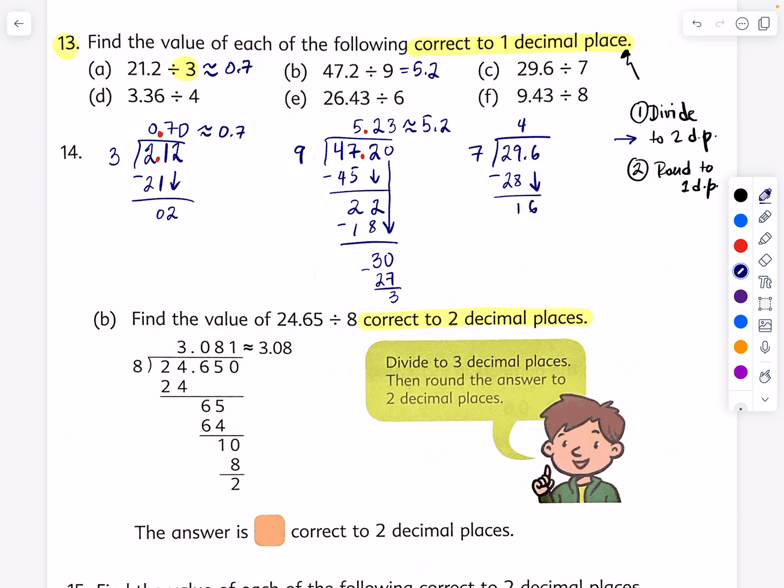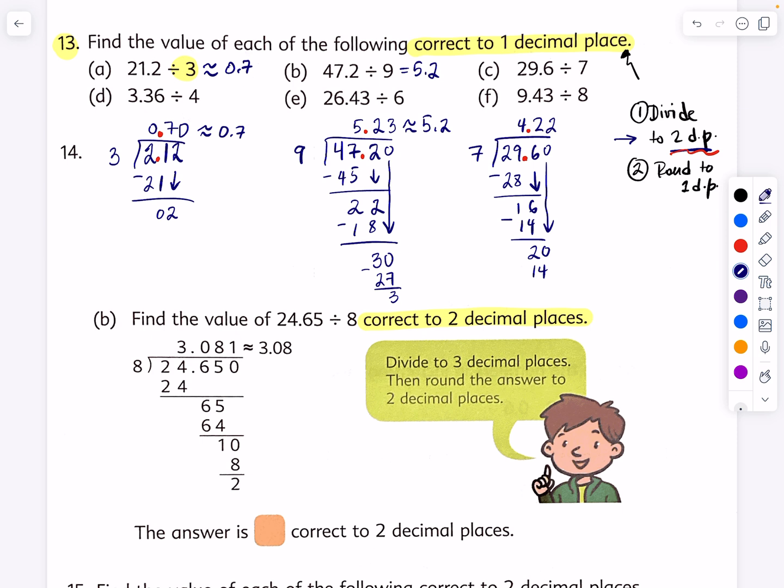7 goes into 16 2 times. Oh, we just crossed the decimal point. Let's make sure we place it into our quotient and continue dividing per usual. 7 times 2 is 14. The remainder is 2. Are we done? No, my friends. We must find two decimal places. Right now, we only have one. So let's bring down the trailing 0. Does 7 go into 20? Yes, 2 times. 7 times 2 is 14. We are done. We don't need to go any farther.